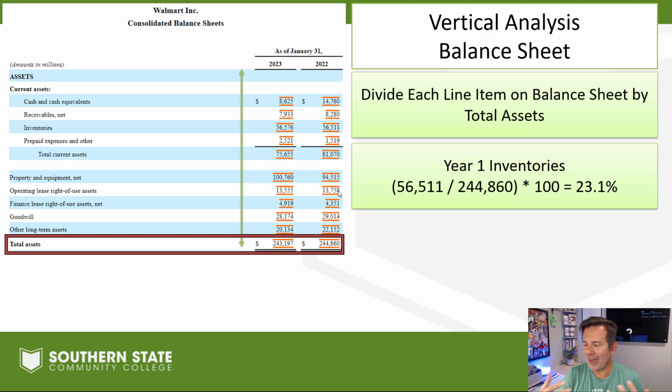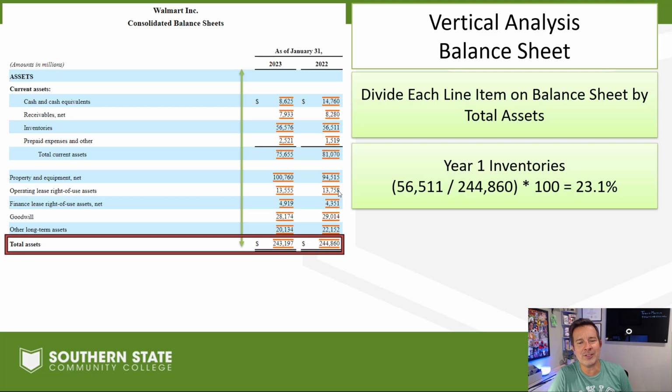Now, where would that be beneficial to know? Why would we want to know that? Well, think about inventory. We want to turn our inventory as quickly as possible. We want to get inventory and sell it as quickly as possible. So if it's typical for a retailer to have inventories at 23% of the total asset pie, maybe we look down the road and all of a sudden inventory has grown to 30% of the pie, 40% of the pie, 50% of the pie. You see what I'm getting at? Now we can say, oh my goodness, our inventory balances are getting way too big. We have too much money tied up in inventory sitting on the shelf that's not moving.